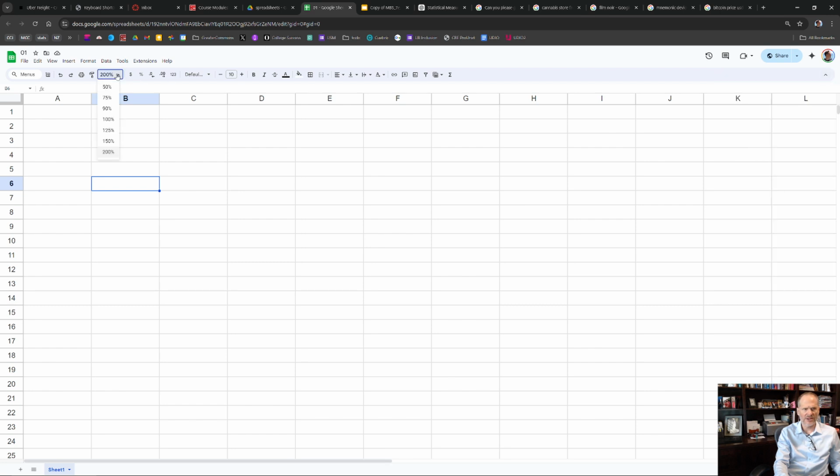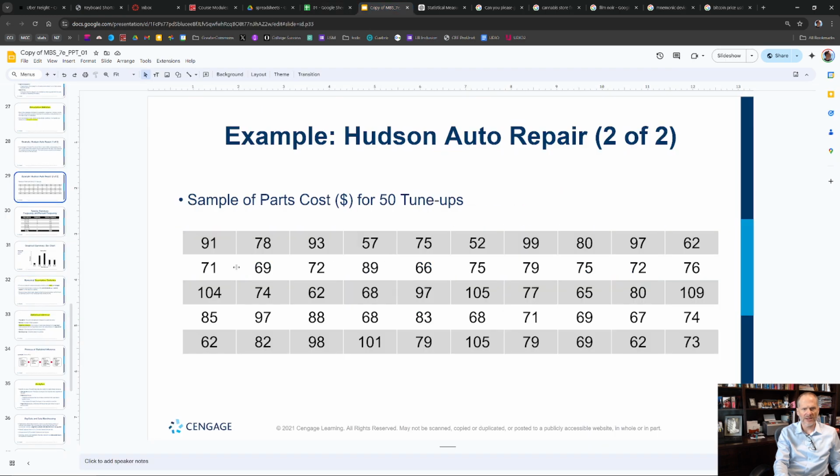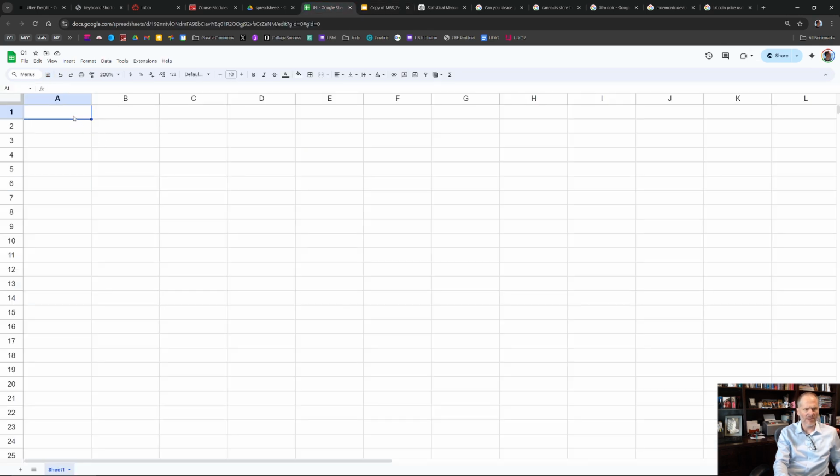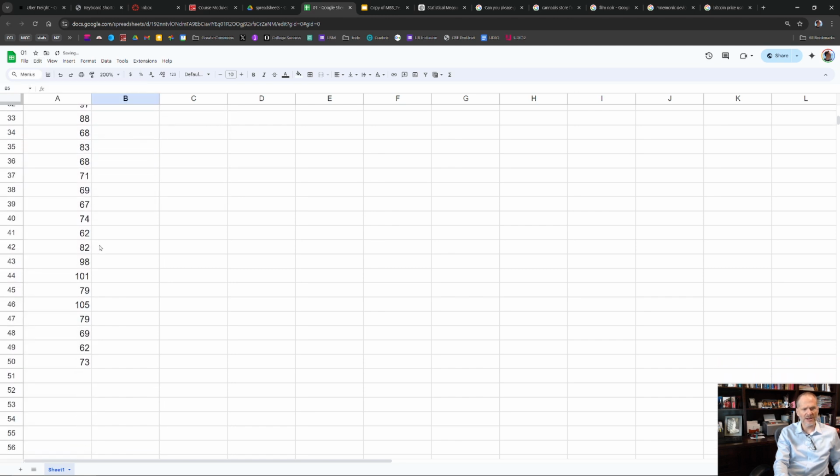So I did this here, 200% to make that bigger. And then we have some data back here, right? So here's some data. So I'm going to grab this data. I'm going to copy that, Control C, and I'm going to come back over here and paste it. Control Shift V. I could go to Edit, and I could go to Paste Special, and I could say Values Only. And so pasted all that data there.